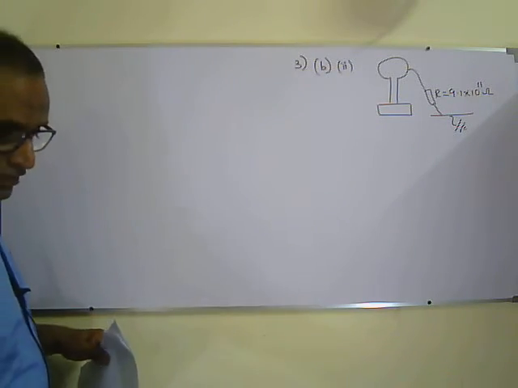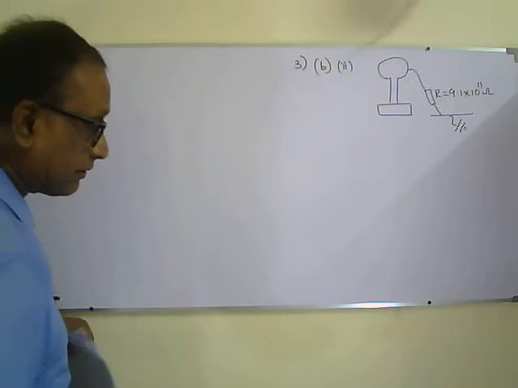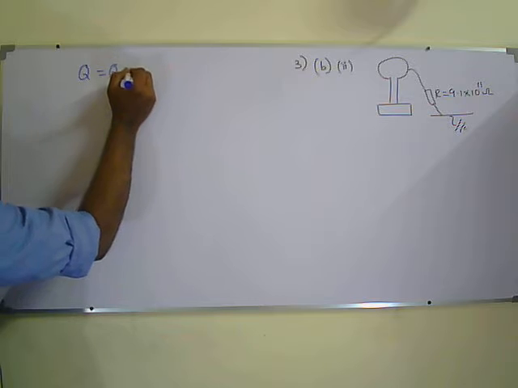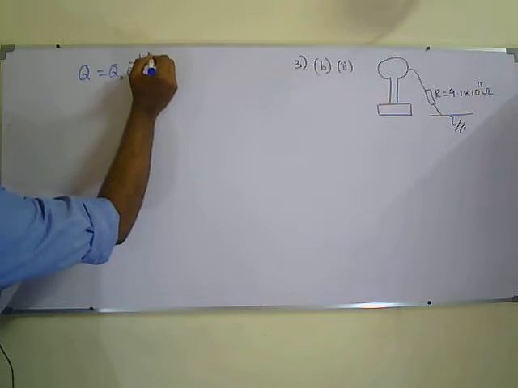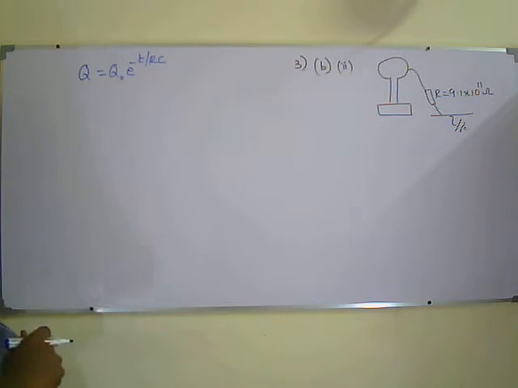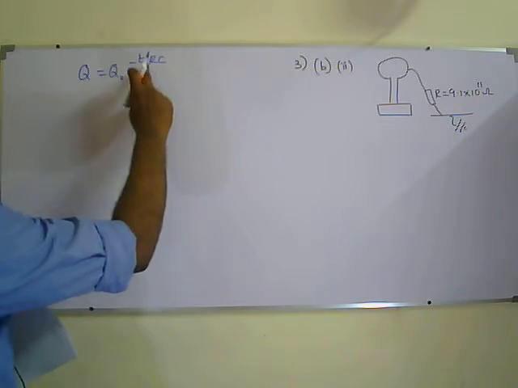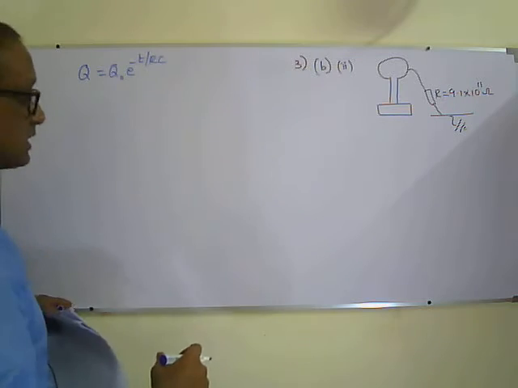So we have an equation in capacitance. We learned that Q equals Q naught e to the power minus t over RC, where RC is called the time constant, the total resistance of the circuit through which the charge is flowing.